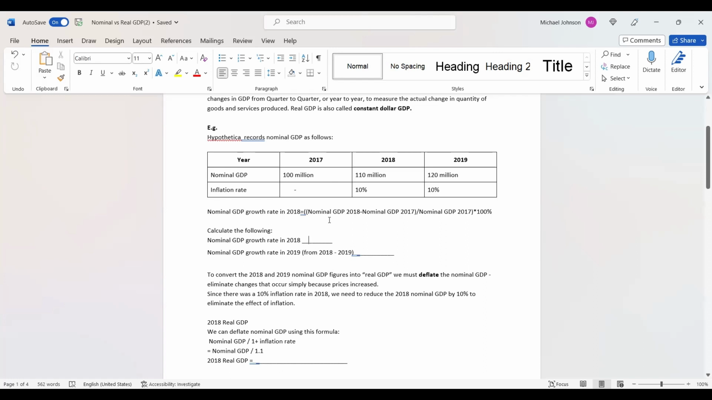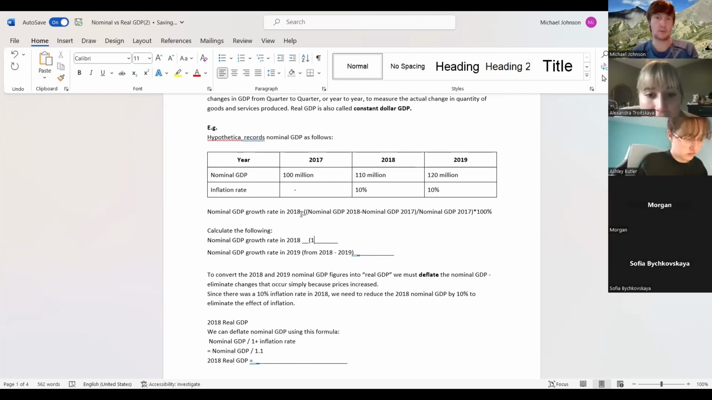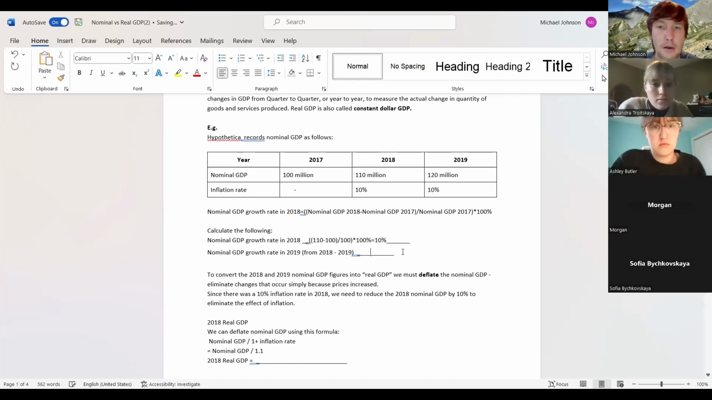Yeah, sure. I can do it together. So we will subtract 110 million and 100 million. So we will have 10 million. And then that 10 million should be divided by 100 million. So it will be 1/10 of a million multiplied by 100%. It is 10%. Excellent. Perfect. Great job, Alexandra. That's exactly how you do it.